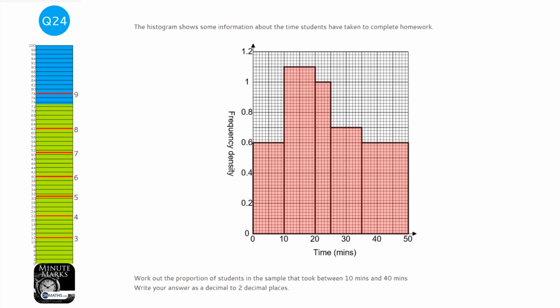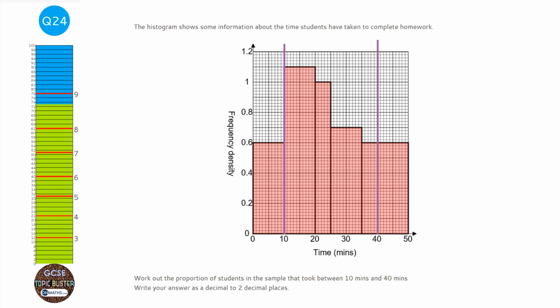There are a few different ways of answering this question. The easiest way, especially for the way this question is set out, is to count the squares. So first of all, let's have a look and see what range we're doing. We're doing from 10 to 40.